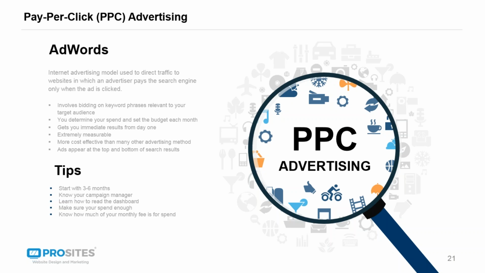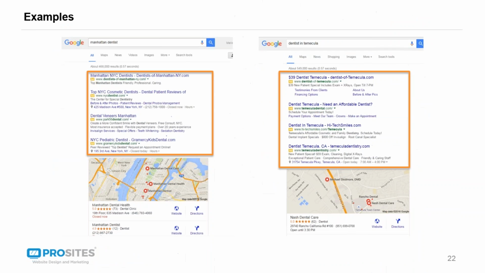And lastly, know how much of your monthly fee goes directly to the spend, because a lot of companies say, well, I'll charge you $1,000 a month, and I'll get you this many leads. But really what they're doing is they're putting $300 a month in the Google AdWords campaign and keeping $700 for management fee. So you want to make sure you know the difference between management fees and money that goes into your advertising spend.